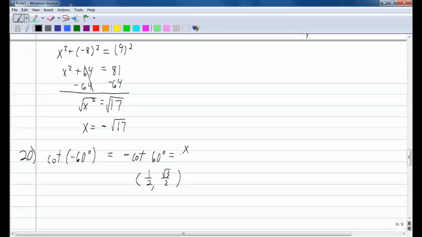Cotangent is equal to x over y, so that's 1/2, and bring the negative, so that's going to be negative 1/2 over square root of 3 over 2. Flip and multiply, we have negative 1/2 times 2 over the square root of 3. The 2's cancel out. That's negative 1 over the square root of 3. And then rationalize, we get negative square root of 3 over 3.